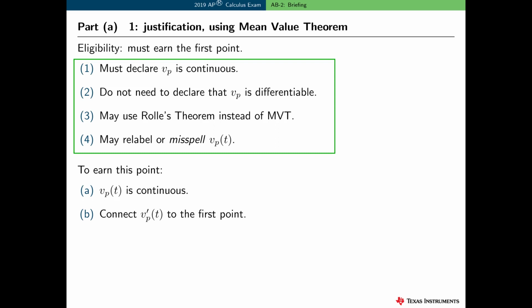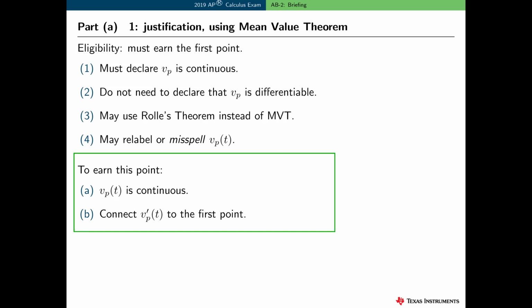Now they may use Rolle's theorem instead, since the value of the function is the same at the endpoints of the interval. And they may relabel or misspell v sub p of t under the pressure of a high-stakes exam. For example, the student may state their justification using the function labeled as just v. Therefore, to earn the second point, the student must explicitly state that v sub p is continuous and connect v sub p prime of t to the first point.